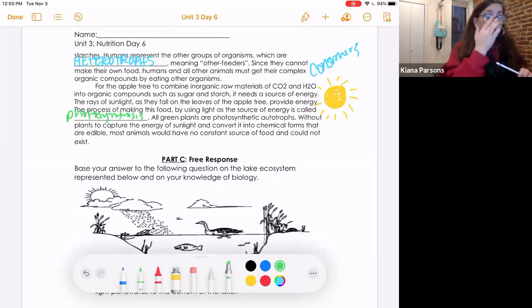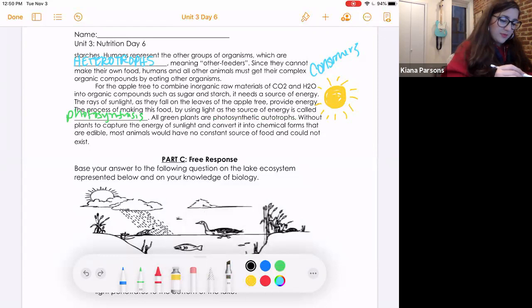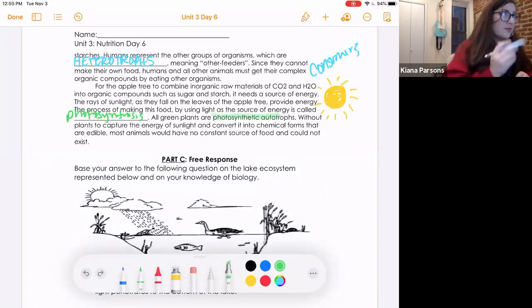All green plants are photosynthetic autotrophs, right? So autotrophic nutrition is photosynthesis. Without plants to capture the energy of sunlight and convert it into chemical forms that are edible, most animals would have no constant source of food and could not exist.